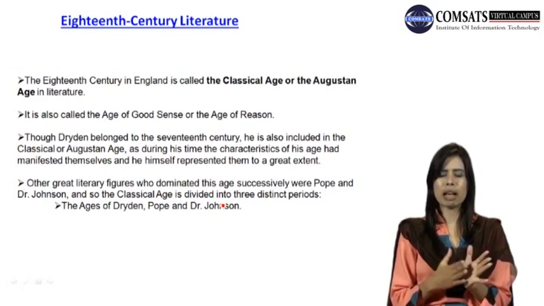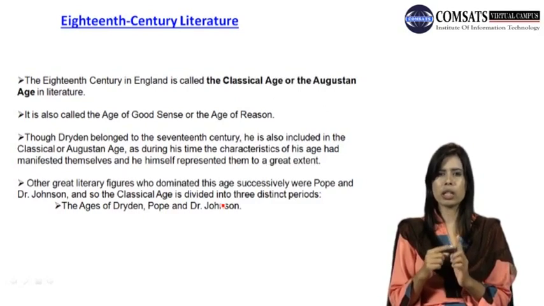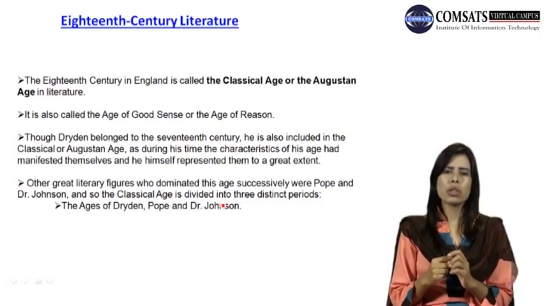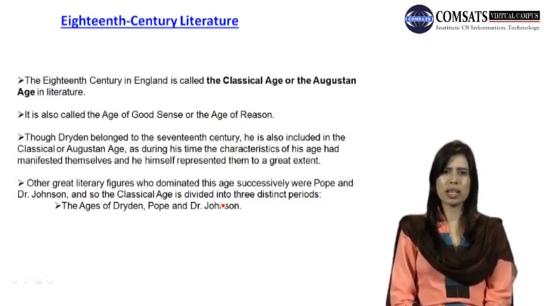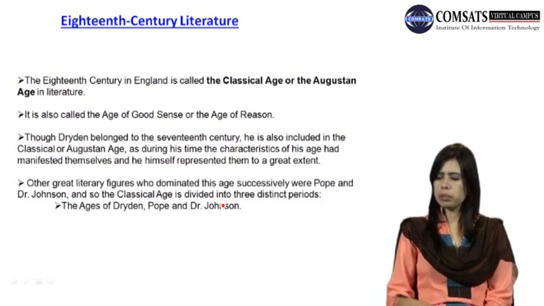So the Classical Age or the Augustan Age or the 18th century literature is divided into three distinct periods or ages. One is the age of Dryden, the other ones are the age of Pope and Dr. Johnson. So students, here you can see that along with the history of English literature, we are talking about different poets and writers as well. You just have to keep in mind the writers who belong to any particular era.